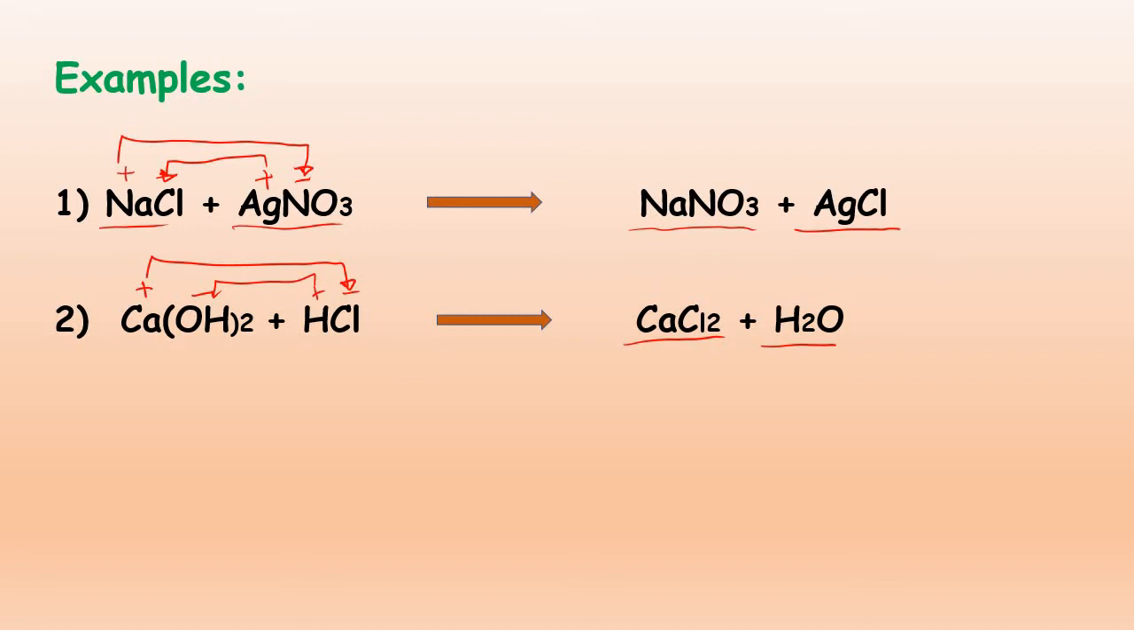So how do we balance this equation? We can write 2 here, okay? So hydrogen will be, now it will be balanced. Hydrogen will be 4, hydrogen will be 4, oxygen will be 2, chlorine will be 2, calcium will be 1, calcium will be 1. Now it is balanced, right? So this is the second equation related to the irreversible reaction.